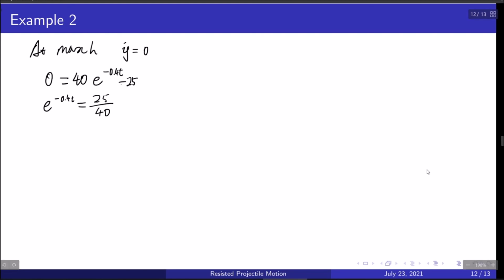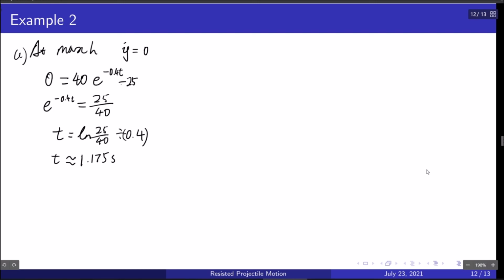So t would equal log(25/40) divided by 0.4. Oh, sorry, negative 0.4. So that means t is approximately 1.175 seconds.